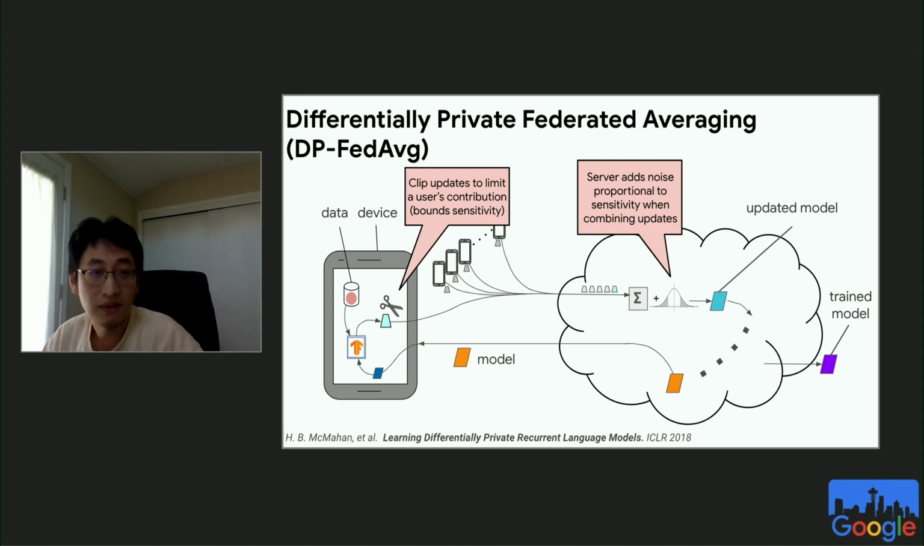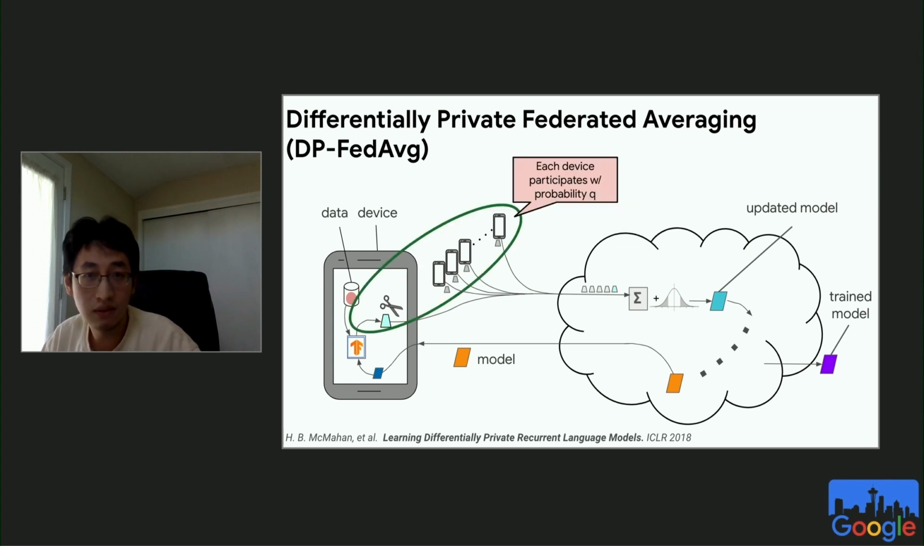How to apply differential privacy in these federated averaging algorithms? You make 2 relatively simple changes. Before sending the client updates to the server, you clip the updates to bound the sensitivity for differential privacy. And on the server side, you add noise proportional to the sensitivity. And then you can get a differential privacy bound after that. Next slide, please.